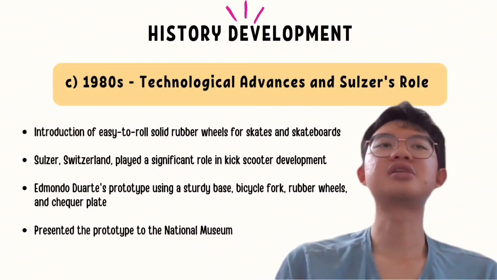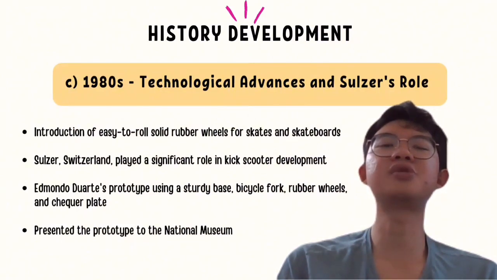After that, a company named Sulzer from Switzerland played a significant role in kick scooter development by introducing easy-to-roll solid rubber wheels for skates and skateboards. This inspired Edmondo Duarte to invent the kick scooter prototype using a sturdy base, bicycle fork, rubber wheels, and a chakra plate. This prototype is still presented in the National Museum of Switzerland.